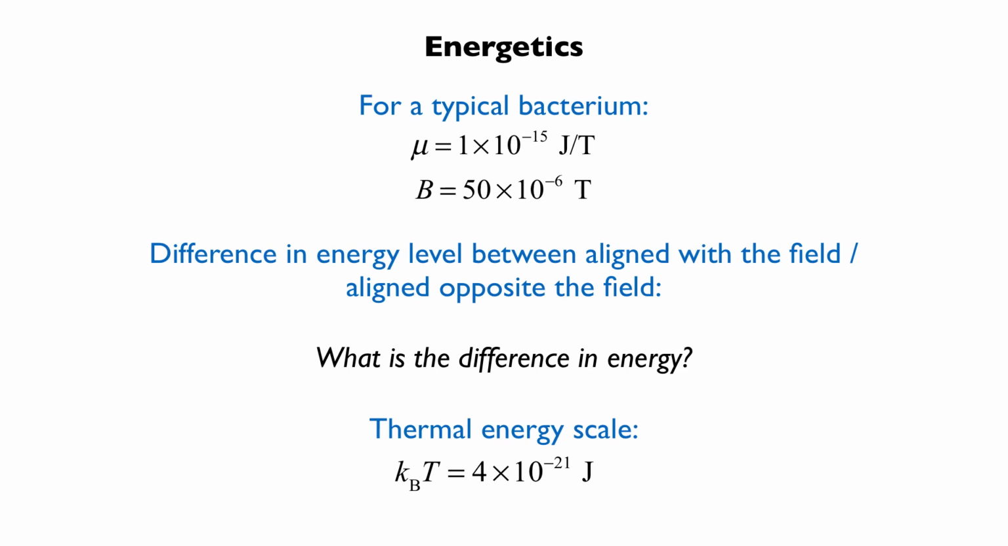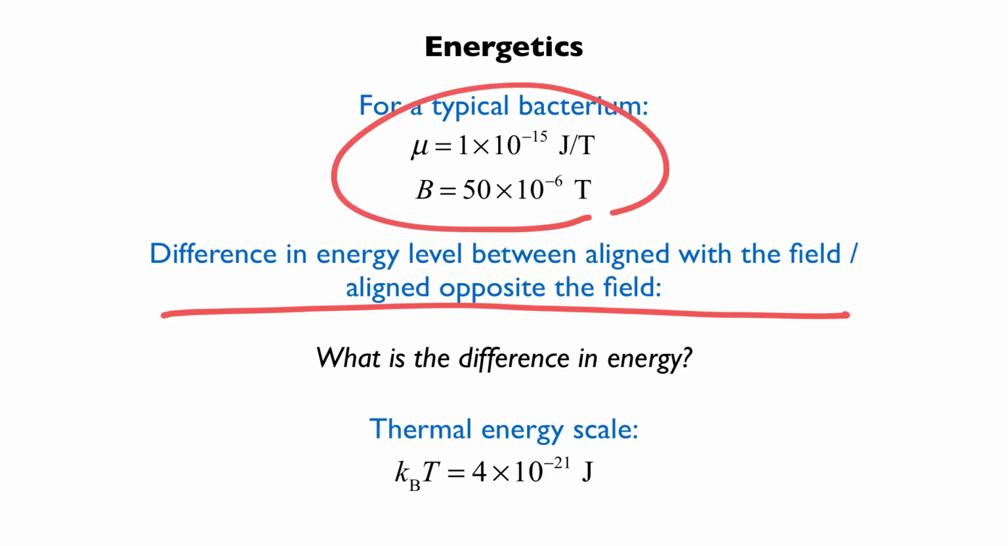So I want you to compute what is the difference in the energy level between being aligned with the field and aligned opposite the field for this magnetic moment and this magnetic field. We want to compute a difference in energy, and we can compare that to the thermal energy scale. I want you to pause the video right here and do a quick computation, because in class I would say I want you to work with your neighbors, I want you to do this calculation. You're not going to work with your neighbors, but I want you to pause the video right here, complete that calculation, and then we'll come back.